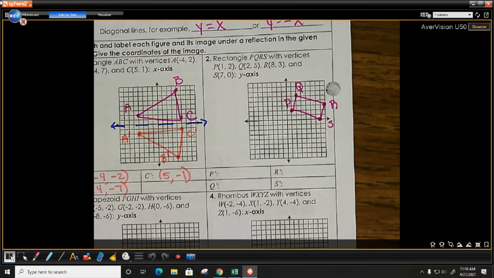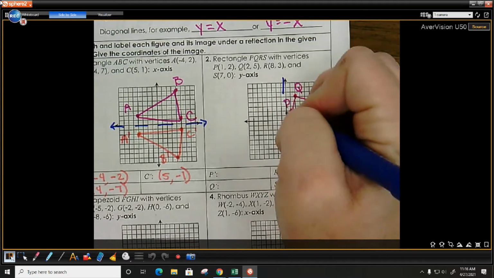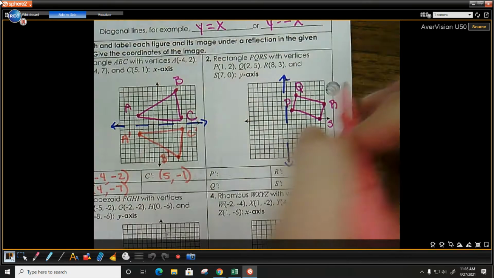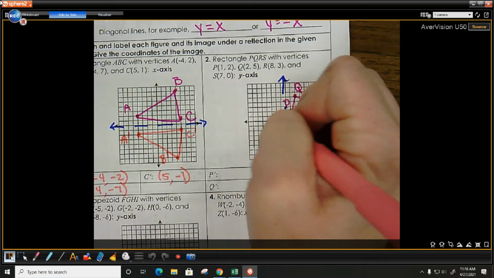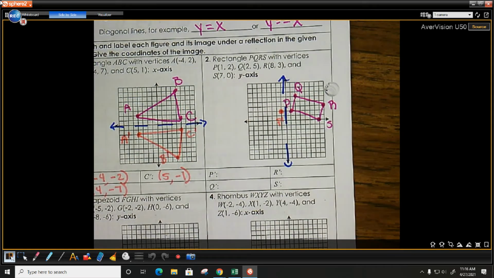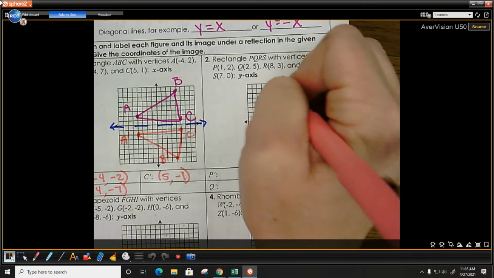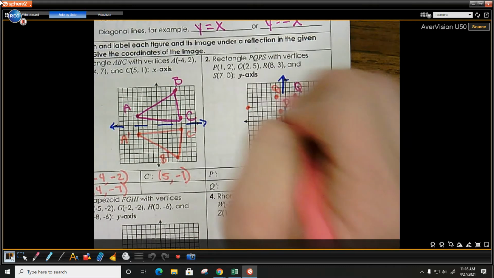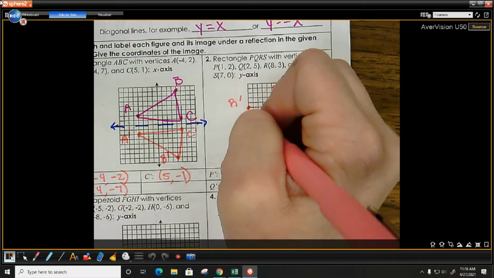Okay, so this time we're reflecting over the y-axis. So how far away is my P from the y-axis? So it's going 1 to the left. That's your P prime. How far away is Q from the y-axis? So it's going 2 to the left. That's your Q prime. How far away is R? So 8 away on the left. And then what about S? 7 away on the left.